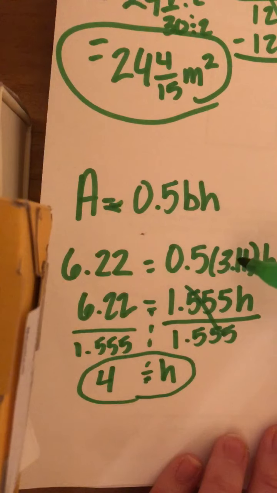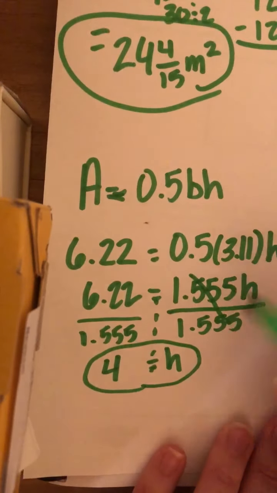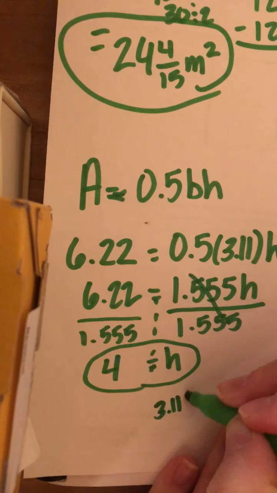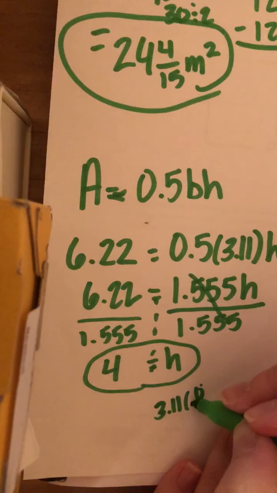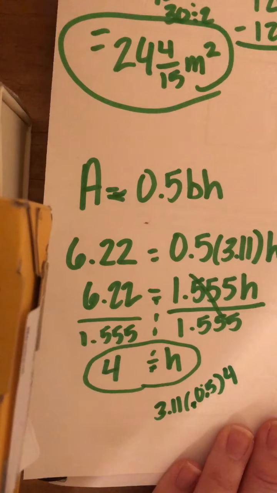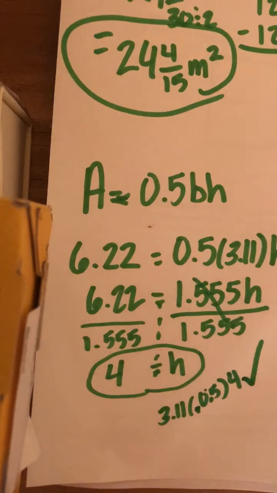So the base is 3 11/100ths. The height is 4. And to check this, I could do 3.11 times 0.5. Whoops. 0.5 times 4 with my calculator. 4 times 3.11 times 0.5, and I got 6.22, so I am correct.